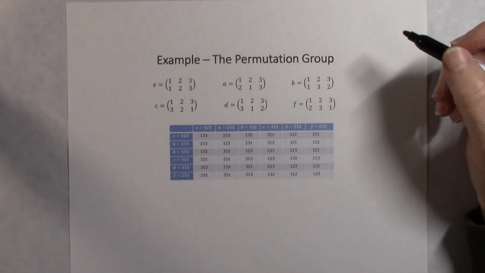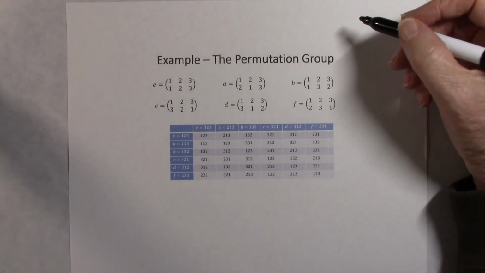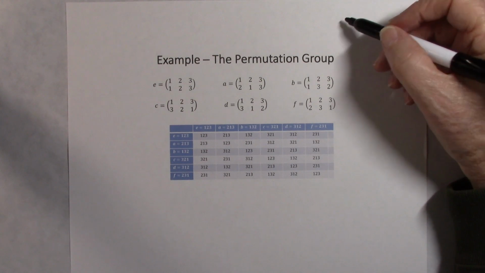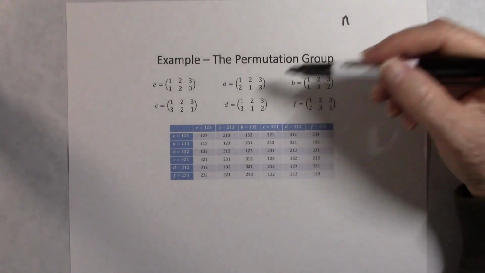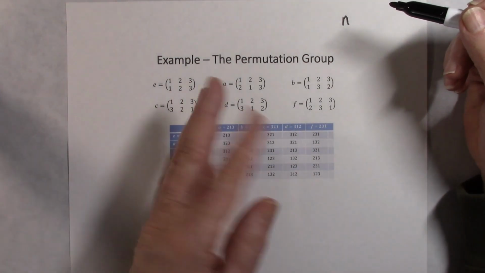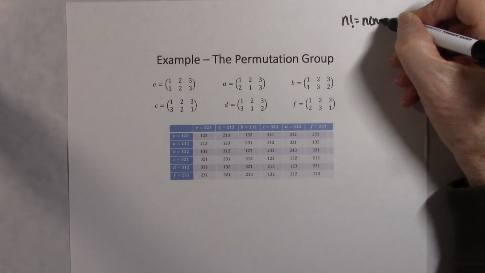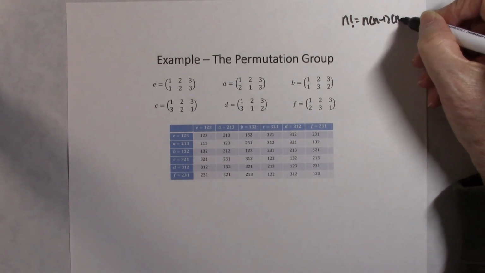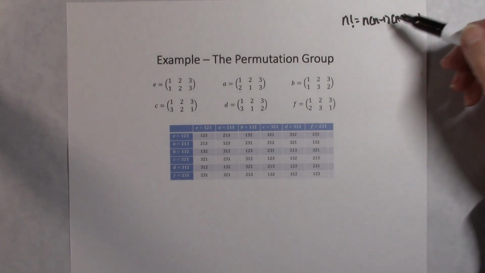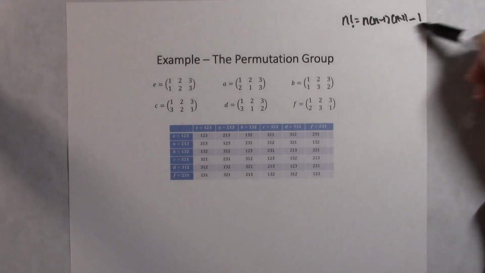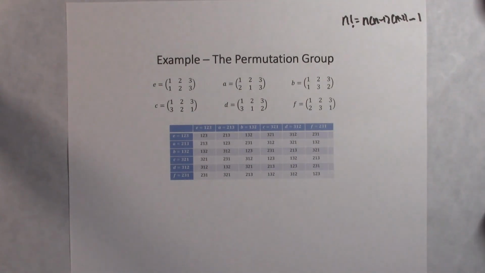Let's look at an example that doesn't involve a mathematical operation. We're going to look at the permutation group. If you have a set of n distinct objects, and n is a whole number, it can be 10 or 100 or whatever it is, the number of ways that you can arrange those objects, how you can order them, is n factorial. N factorial is defined as n times n minus 1 times n minus 2, all the way down to 1. We just keep subtracting 1 from n until we reach 1, and we multiply those numbers all together. We get the number of ways that we can arrange n distinct objects.